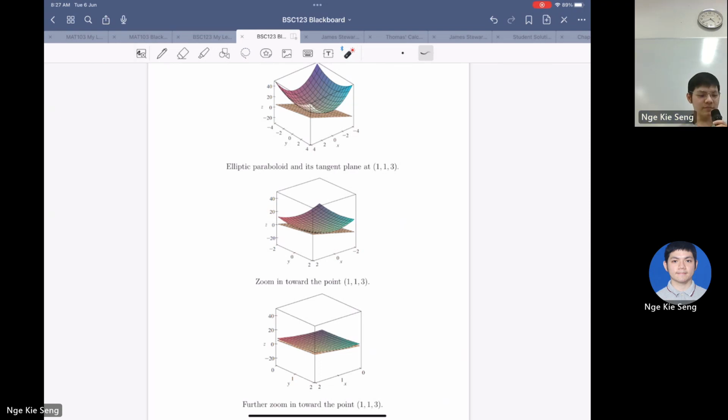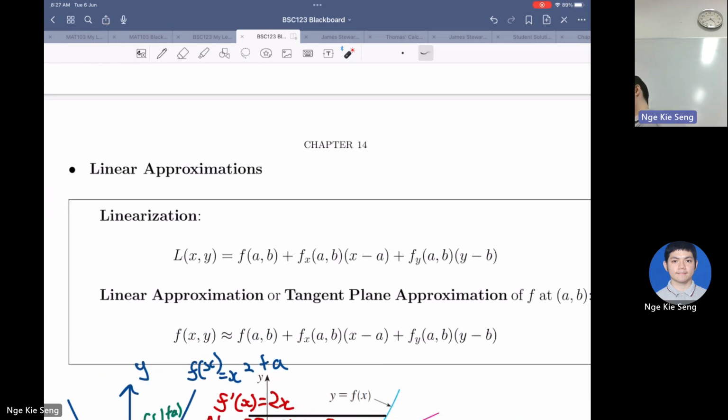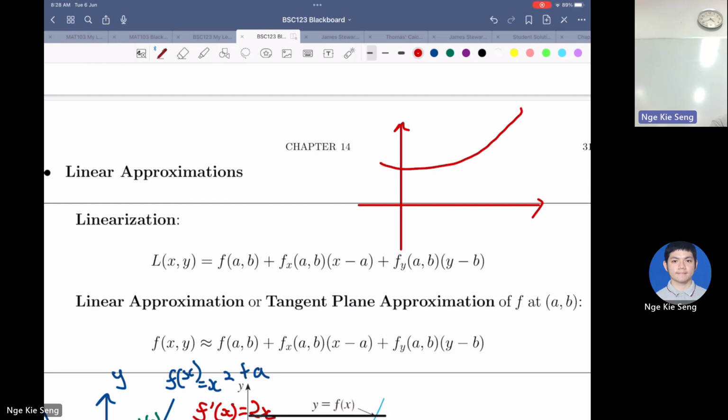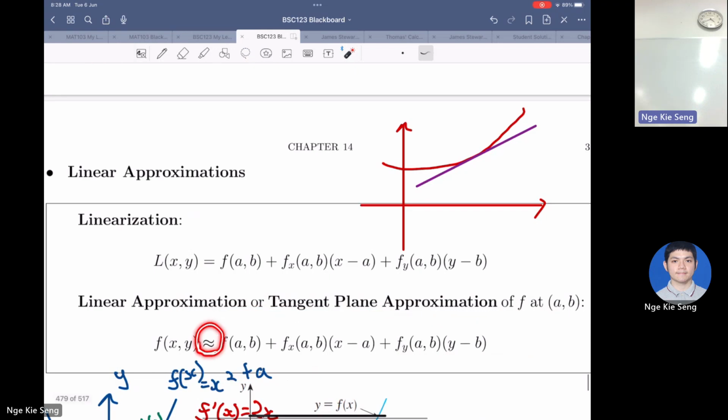So we call this a linearization. There's some problem with your previous year's notes; I will update my lecture notes, so we'll follow the definition here. The linearization is the tangent plane. The tangent plane provides a linearization. In the one-dimensional case, if you have a curve and a tangent line, this tangent line somehow straightens out the curve, linearizes it, similar to the tangent plane. We call this the linear approximation or the tangent approximation.